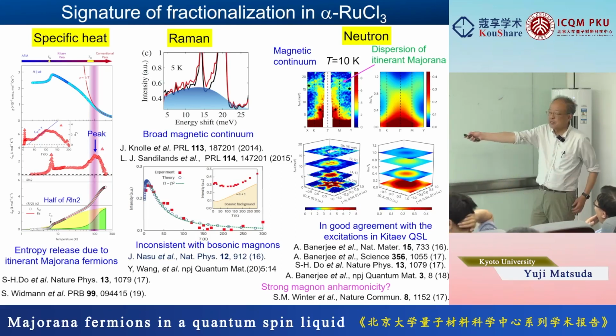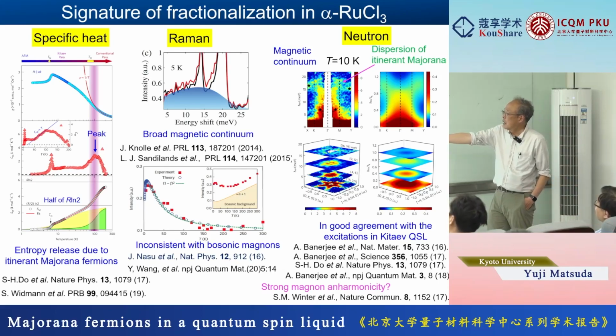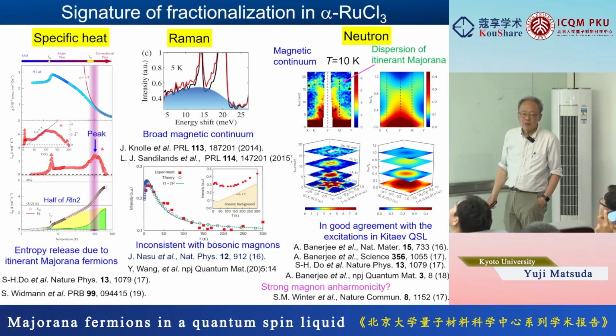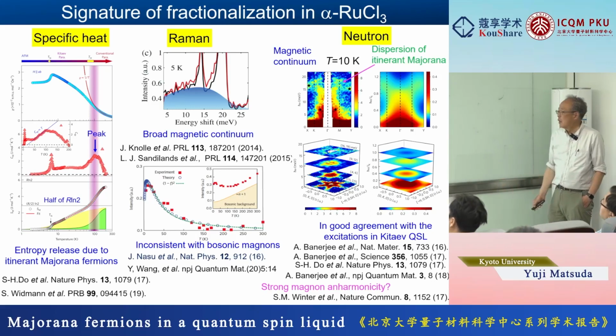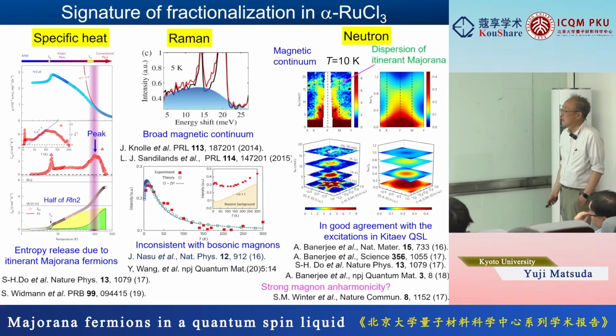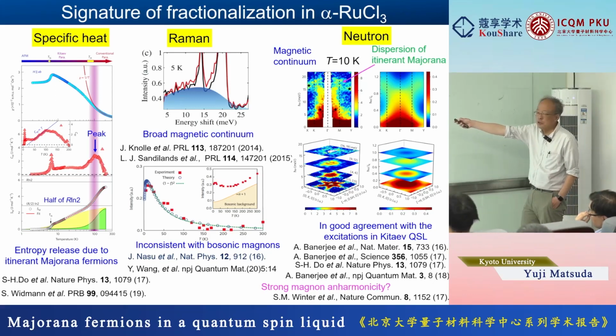The second is Raman scattering. The Raman scattering observes the broad magnetic continuum excitations, and the unintegrated Raman intensity decreases with temperature, but it increases at low temperatures. This temperature dependence is totally inconsistent with bosonic magnons. So this is consistent with fermions. This is another evidence of fractionalization. I mean, the fermion appears. Magnon is a boson.